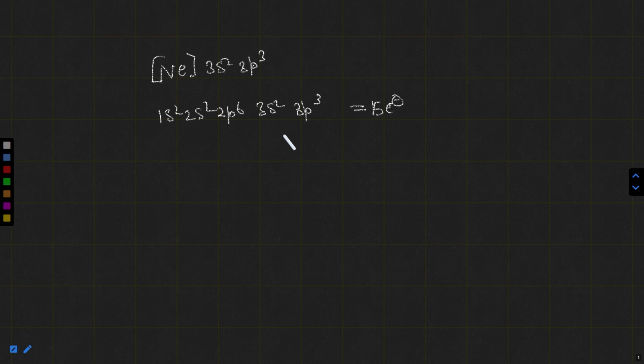So sodium is 11. So sodium, magnesium, aluminum, silicon, phosphorus. Hydrogen, helium, lithium, beryllium, sodium, magnesium, aluminum, silicon, phosphorus. Okay, so it is phosphorus. Clear?